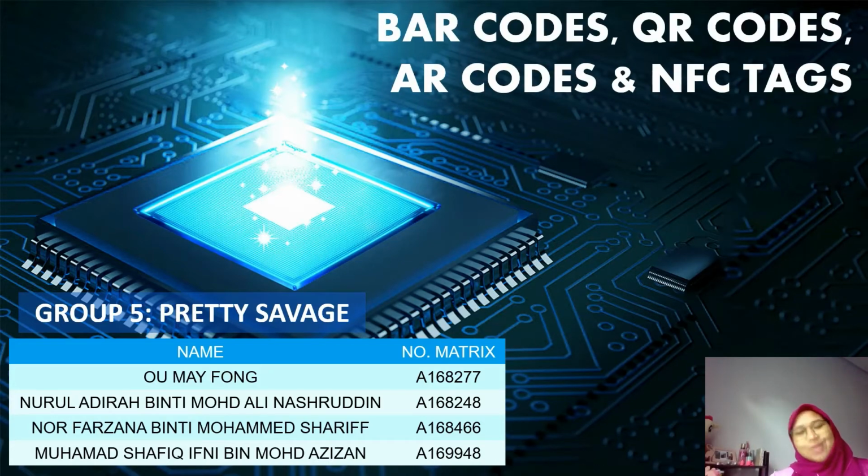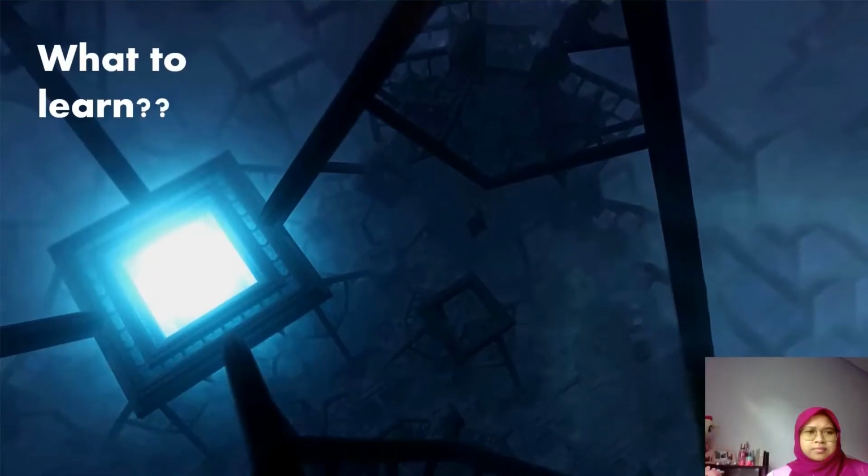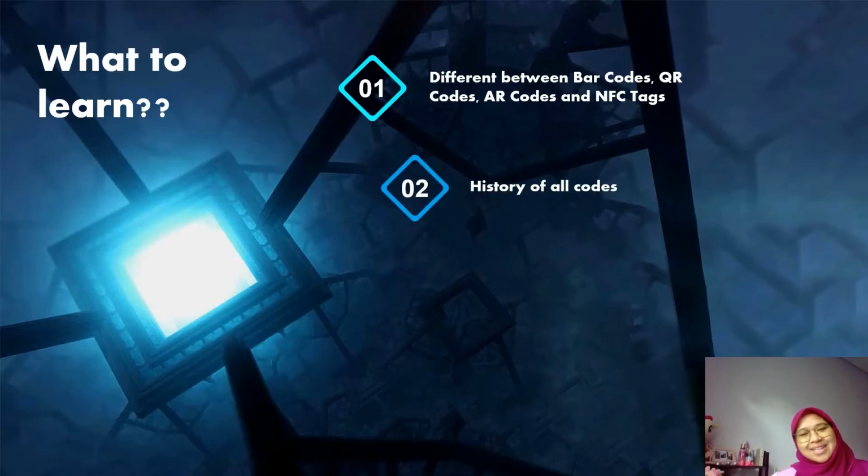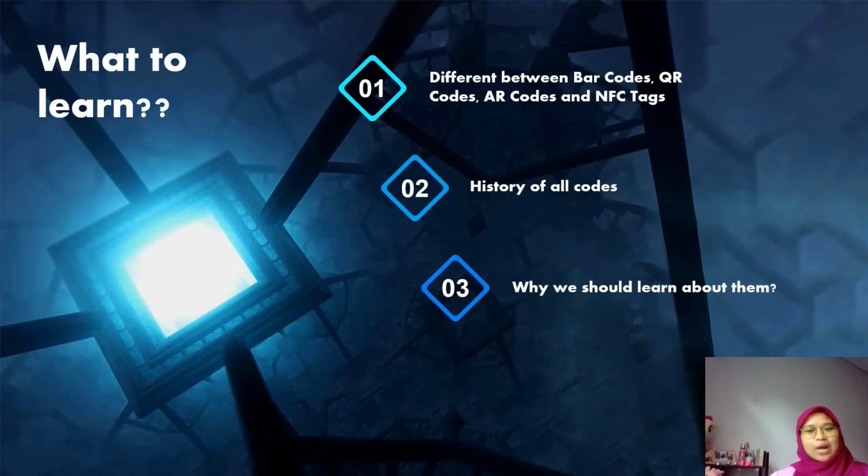Today, we would like to share with you what is barcode, QR codes, AR codes and also NFC tags. What to learn? Number 1. Difference between barcodes, QR codes, AR codes and NFC tags. Second one is history of all codes. Third, why we should learn about them. And finally, we should learn about QR codes in detail.